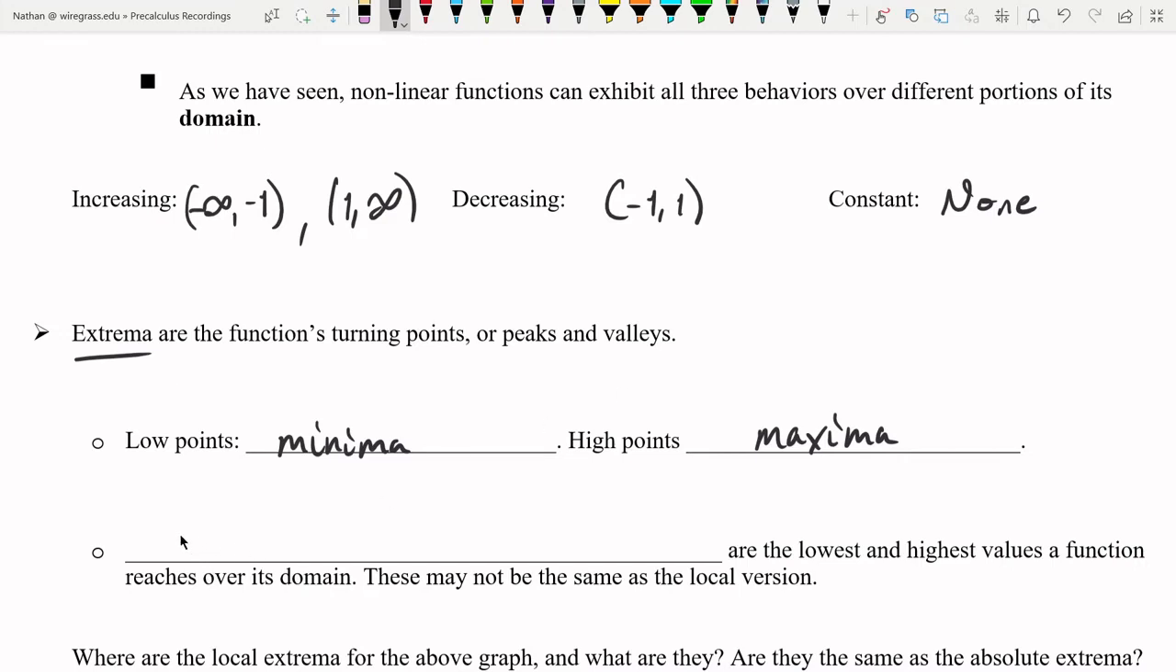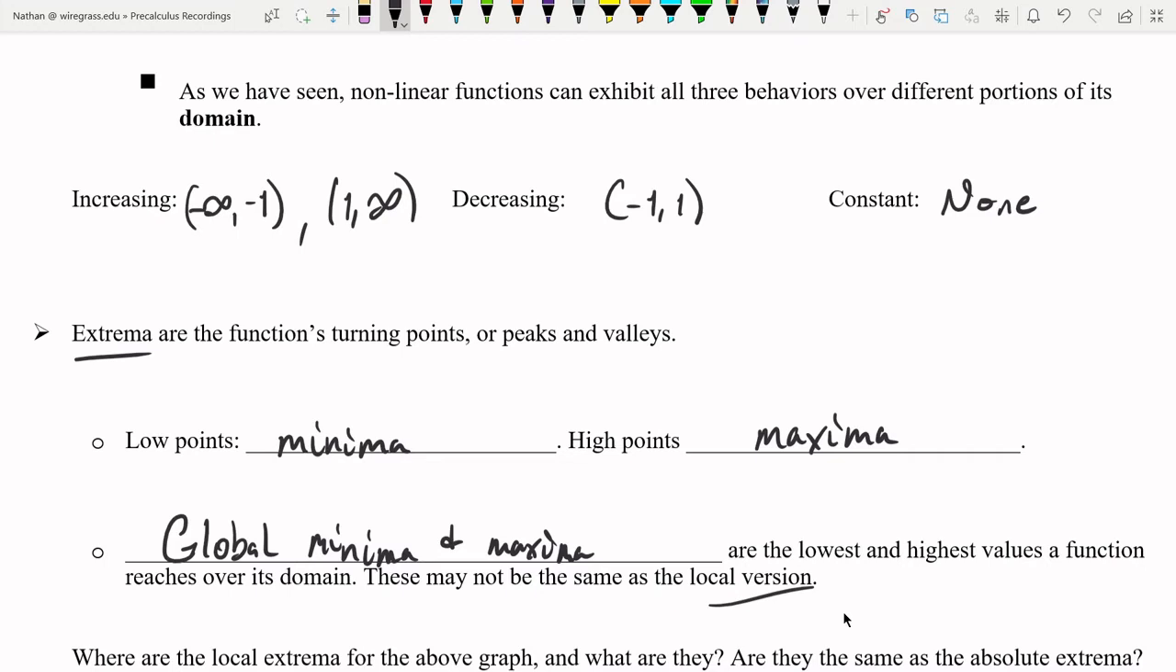Now the global, as I've said before, global minimum, minima, and maxima are the lowest and highest values a function reaches over its full domain. These may not be the same as the local version. So it depends on where you're looking at. Every global minima and maximum are also local ones, because if you're looking at only a smaller portion, that may look like it's just a local one.